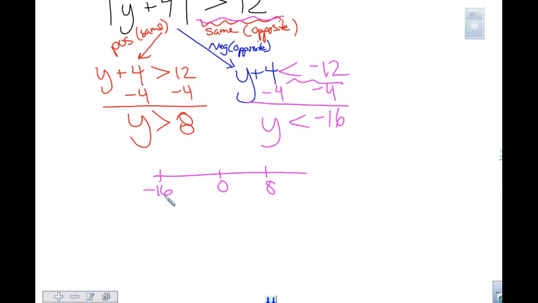Now, they're not going to always ask you to graph, but if you think about this problem and you're trying to decide, is it from the compound an "and" where they go together, or an "or" where they go apart? This says graph y is greater than 8. We've done that in our homework. Open circle at 8 doesn't include 8, going greater.